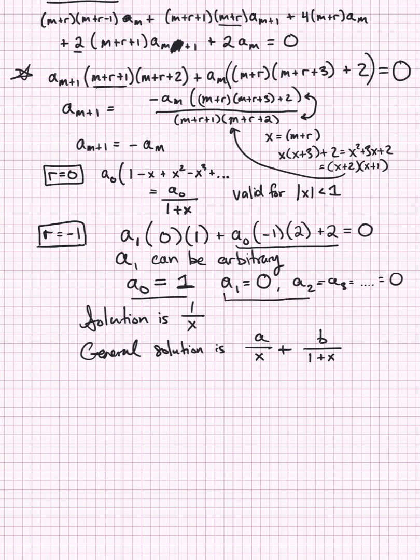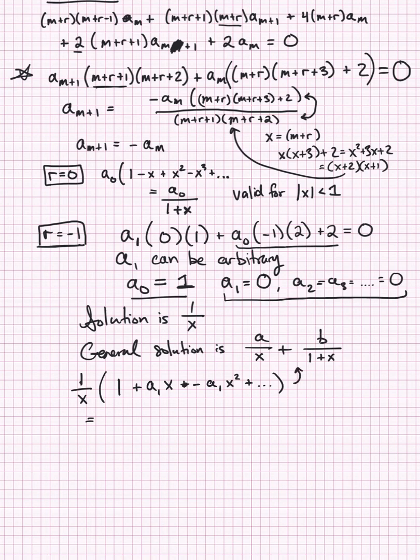You might be well within your right to say there's some trickery going on here. Like, why did I just set a1 equal to 0? Well, notice the general solution that you would get from this would be x to the r, so it would be 1 over x, times 1, and then I just make a1 arbitrary, so this would be plus a1 x, minus a1 x squared, and so on.